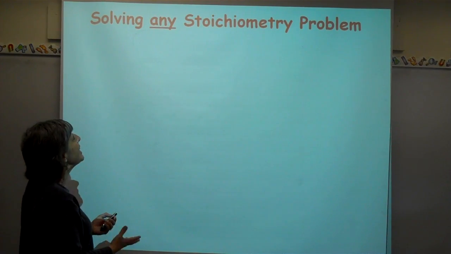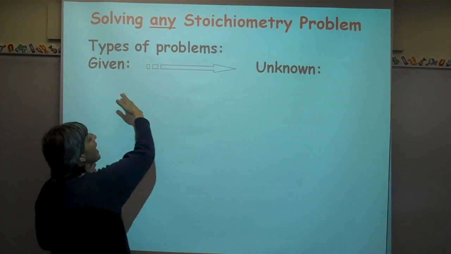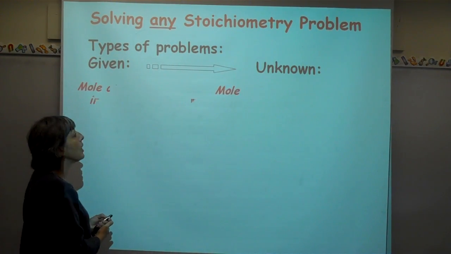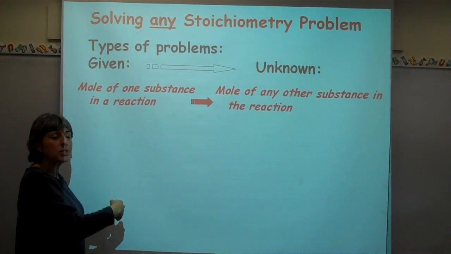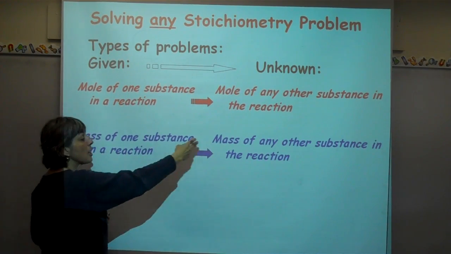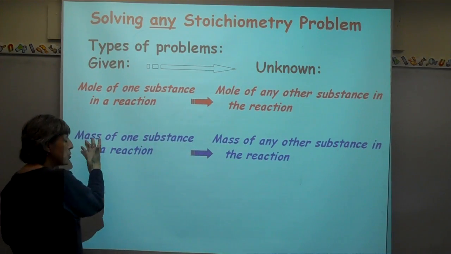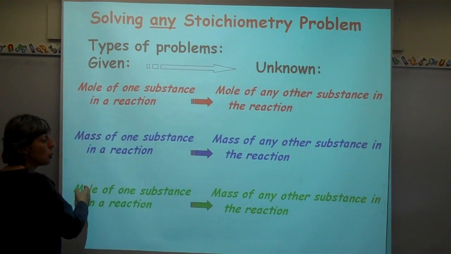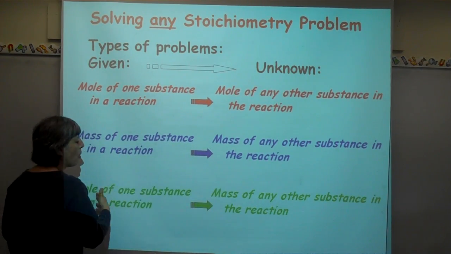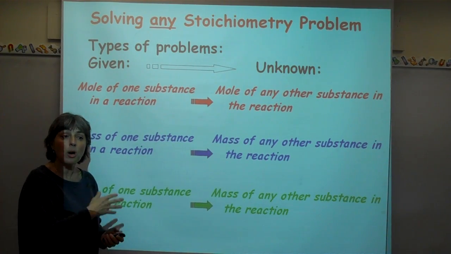So when I say any type of stoichiometry problem, I mean given anything, you will be able to find the unknown. Mole of one substance to mole of another substance, that's what we just did. Mass of one substance to the mass of another substance, we will do that next. And that just means you start off with grams and you end up with grams. And then you can go mole to mass or mass to mole, and even volume could go in there because it's part of your mole map.